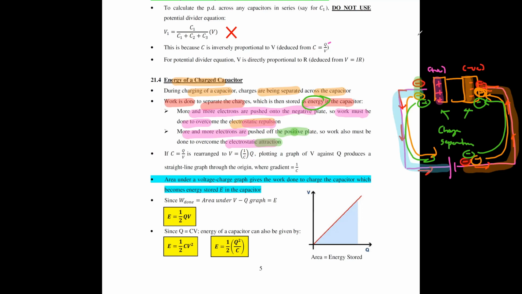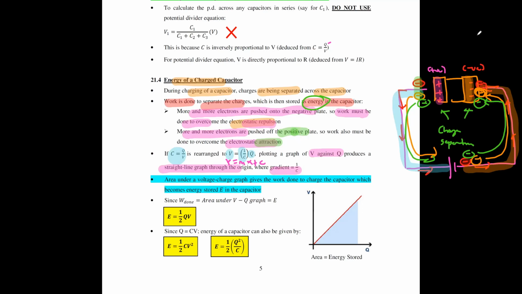Now if you want to find out the energy stored inside a capacitor, you can actually deduce it from your graph. But what graph do you want to deduce it from? You derive that graph from your equation for capacitance, where C is equal to Q over V. You arrange it such that V equals 1 over C times Q. If you compare it with the equation of a straight line, y equals mx plus c, you will be able to deduce that it's going to give you a straight line graph that passes through the origin, if you plot a graph of V against Q, where the gradient now is 1 over C.